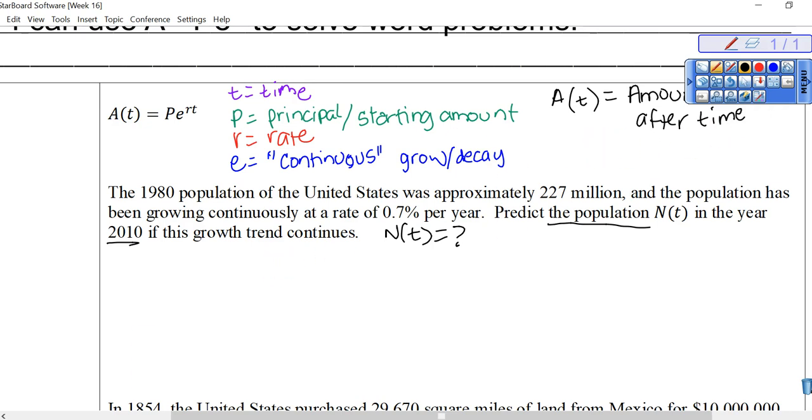So let's go back and grab our purple pencil and identify, where do we find time? How much time has passed?